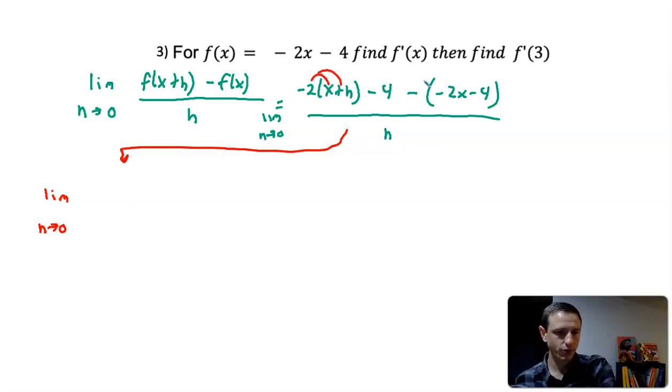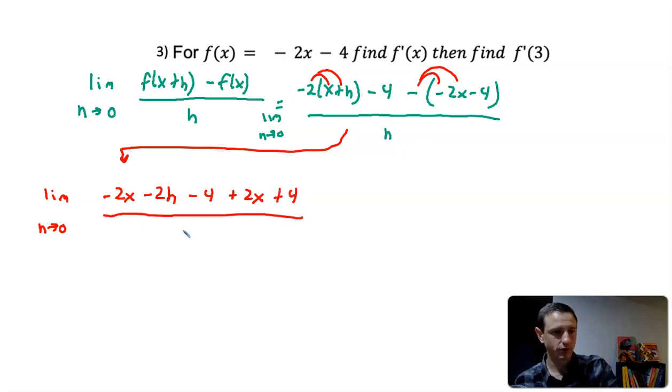Distribute the negative 2, distribute the negative into here. So this is going to be negative 2x minus 2h minus 4. Negative times the negative 2x is a positive 2x. Negative times the negative, plus 4, over h.